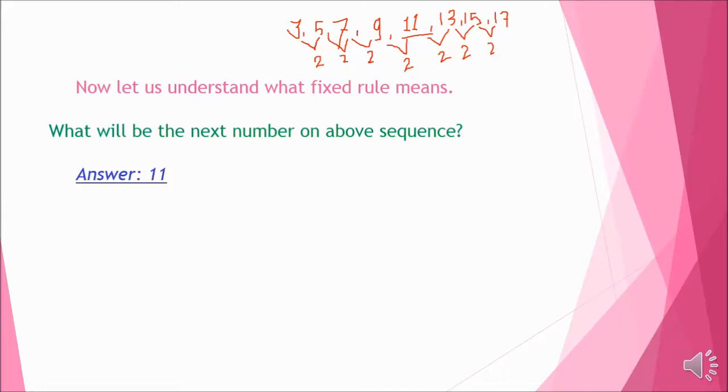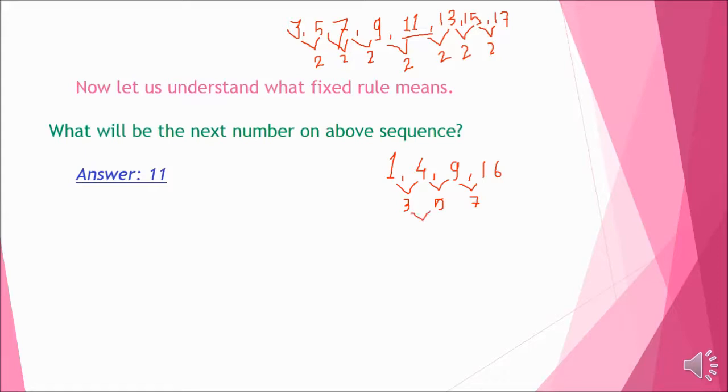And another example, let me tell you. 1, 4, 9, 16. Now see the gap. Gap is 3, gap is 5, gap is 7, isn't it? Now you can say they are not equal. The differences between the numbers are not equal, but still this is a sequence, because see the gap. The rule on the gap is fixed, isn't it?